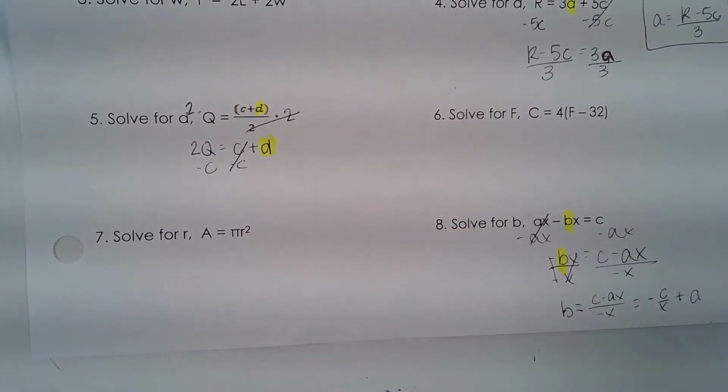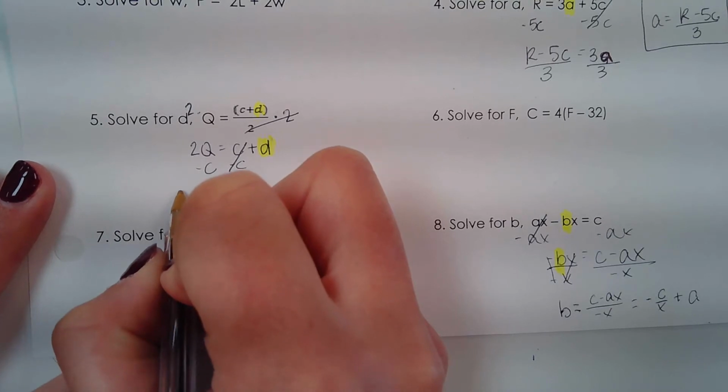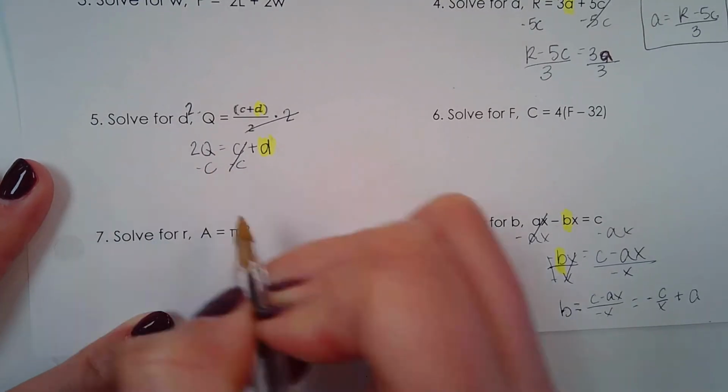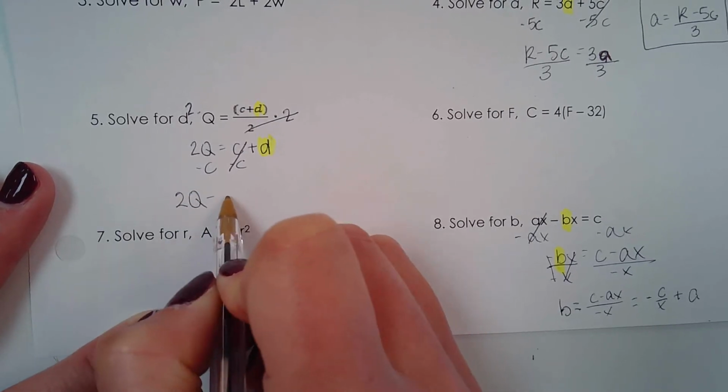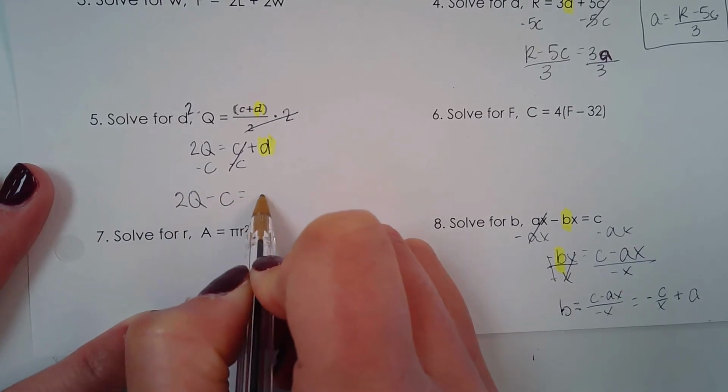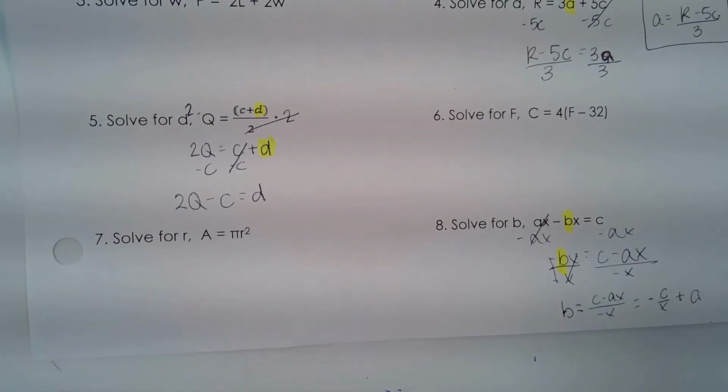So 2q and c, are those like terms? Can we combine them? Anything we can do there? So how are we going to write it? 2x equals negative c. What? 2q, what? Subtract c. Wait, ain't that what I just said? You were throwing x's in there. We don't have any x's, my friend.